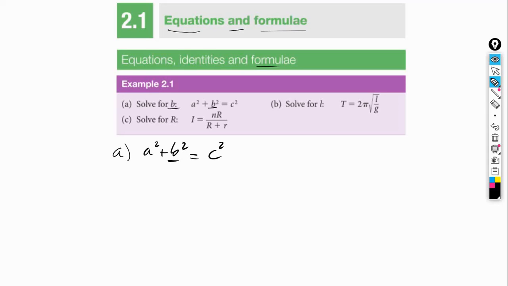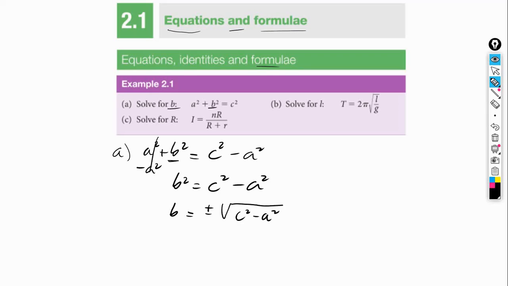That means that we would have to subtract a squared from both sides, right? Subtract a squared, and we're going to get b squared is equal to c squared minus a squared. Then we can square root both sides, and we're going to get that b is equal to plus or minus the square root of c squared minus a squared. Now, if b is, say, a length, then b would have to be positive. So b would be equal to the square root of c squared minus a squared.